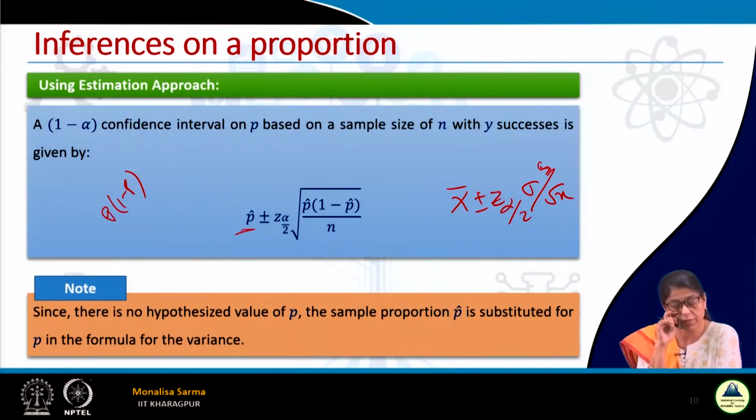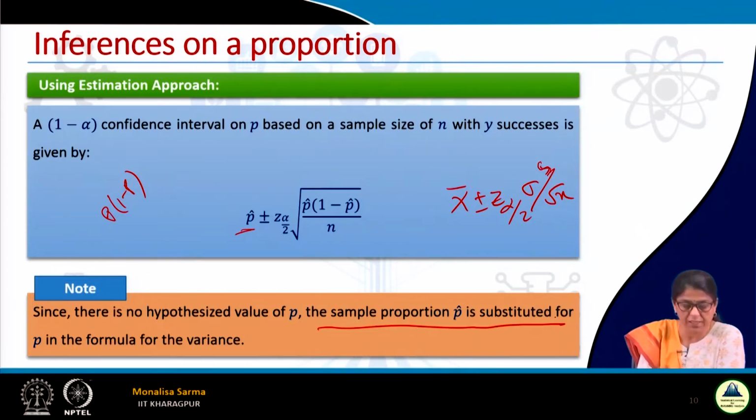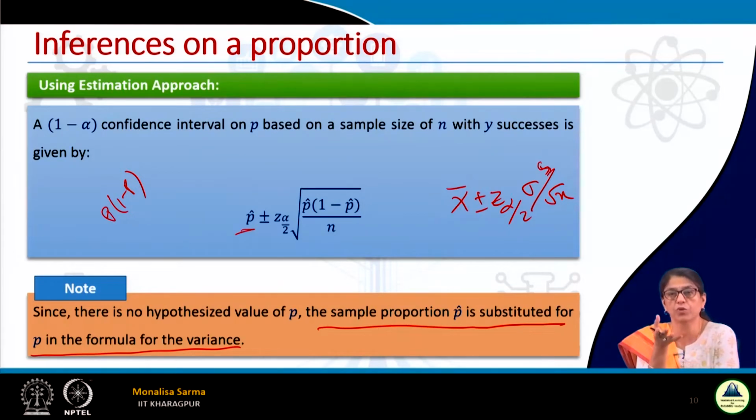Similarly here, if p is not known to us, the sample proportion p cap is substituted for p in the formula for the variance. When we calculate the estimation, it is mostly because we don't have the value of p, the proportion of the population. So we substitute p with p cap. So my standard deviation is p cap into 1 minus p cap.